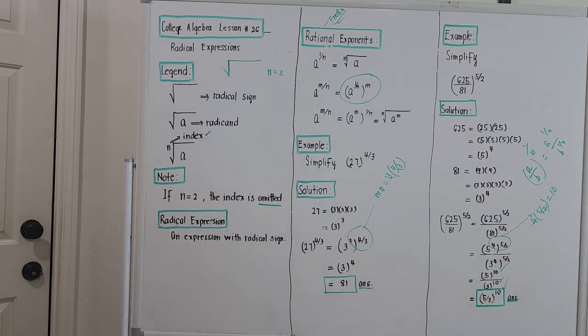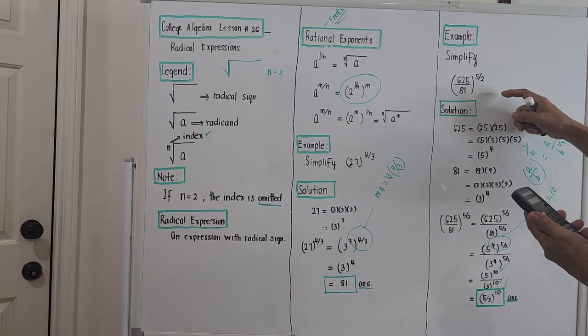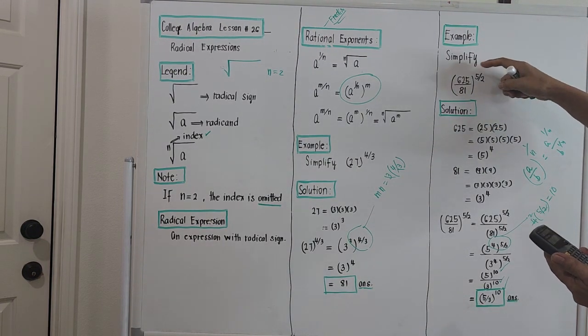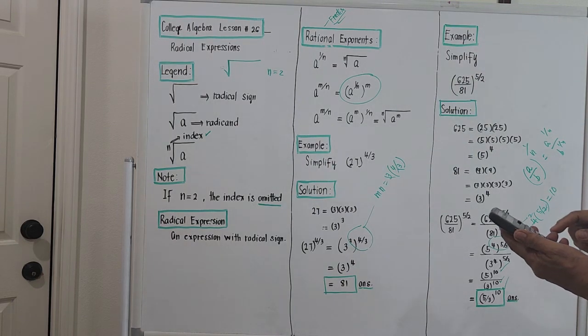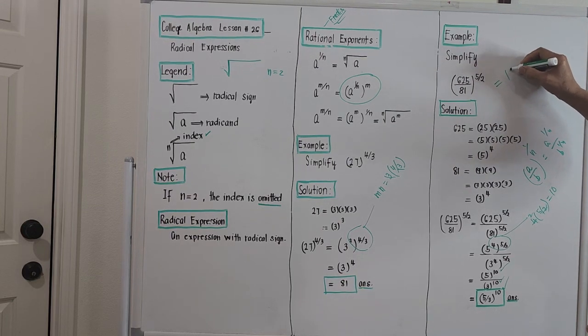If we try to check the correctness of our answer, how could we do this? We will divide 625 by 81. So this is a decimal number, 7.7 something. And 5 over 2 is actually 2.5. Using y to the x, 2.5, equals, the value of this is 165.38.